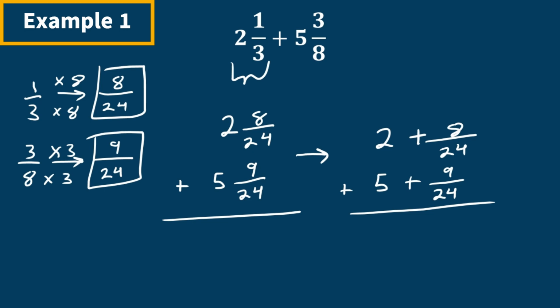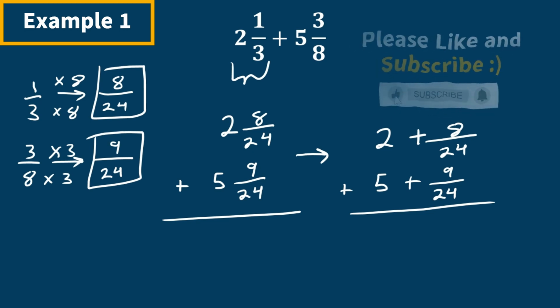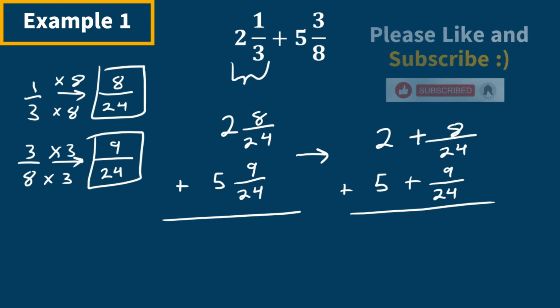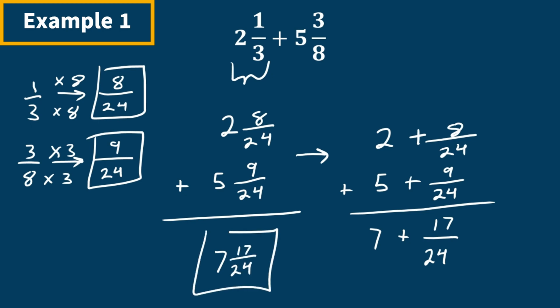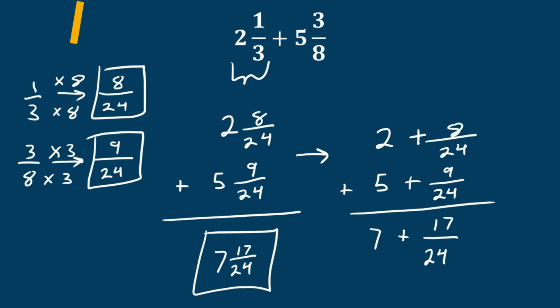Now let's go ahead and add. When we're adding these, we're going to add the fractions together, then we're going to add the whole numbers together. So looking at the fractions first, we have 8 over 24 plus 9 over 24. The denominator is the same, so all we got to do is add the numerators together. 9 plus 8 is going to give us 17, and you keep the same exact denominator. So 17 over 24. Plus, now we look at the whole numbers. 2 plus 5 gives us 7. So now our final answer is going to be 7 and 17 over 24. Just like that. This example is complete.